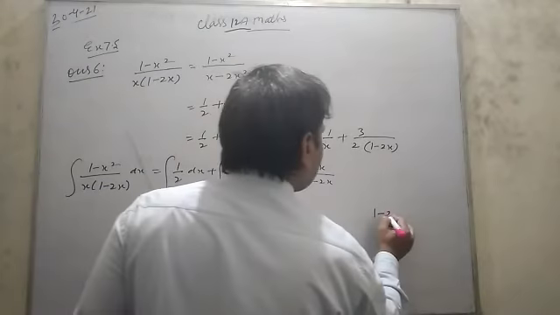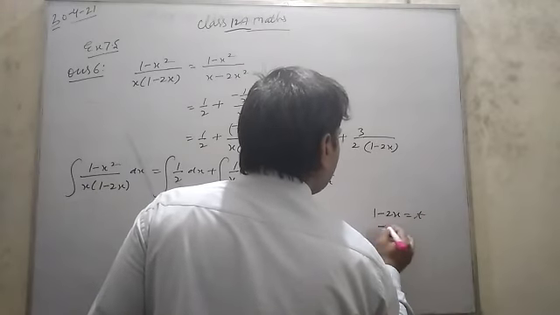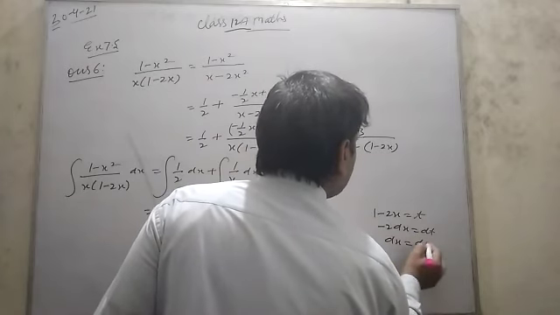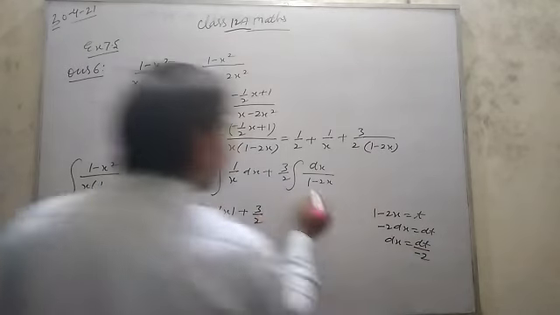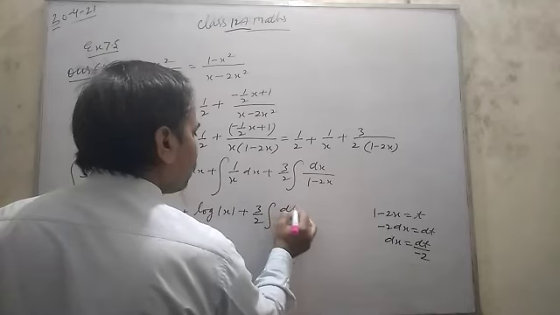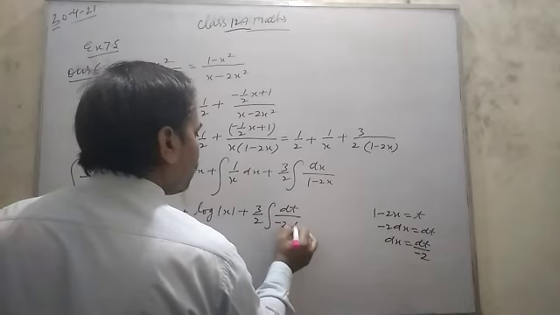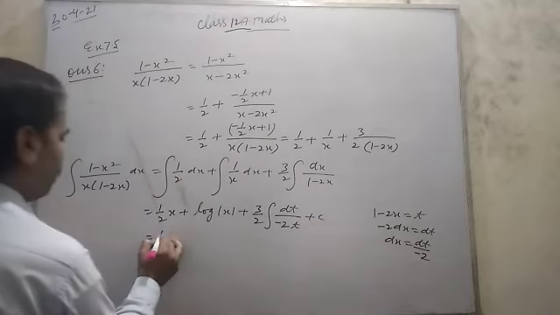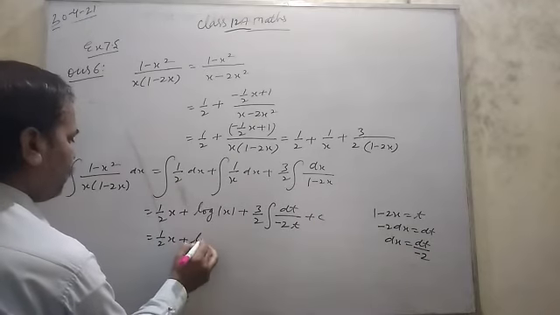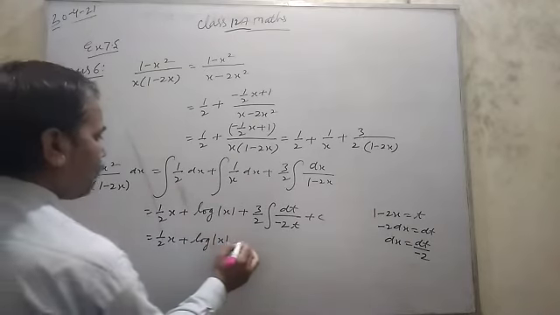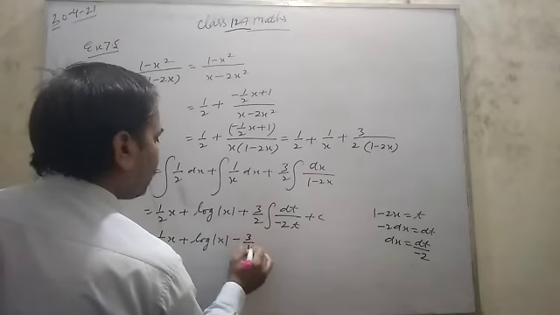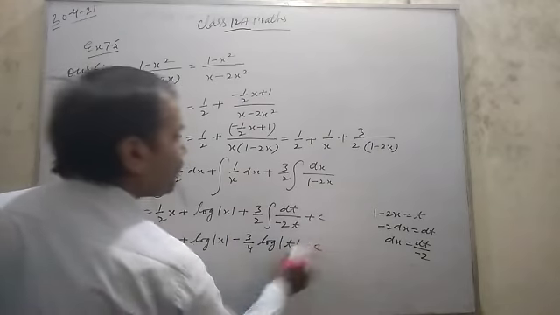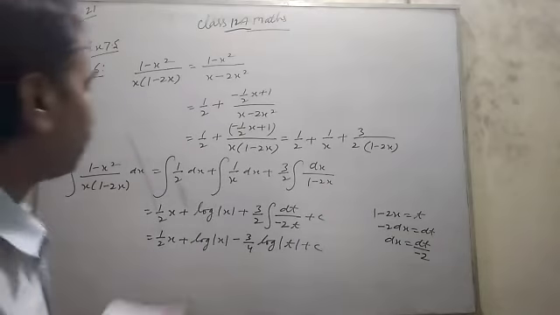minus 2x suppose t, so minus 2 dx is equal to dt, so dx is equal to dt upon minus 2, plus constant. So this is minus 3 by 4, this also log t, plus the t value put in. Okay, this is the answer.